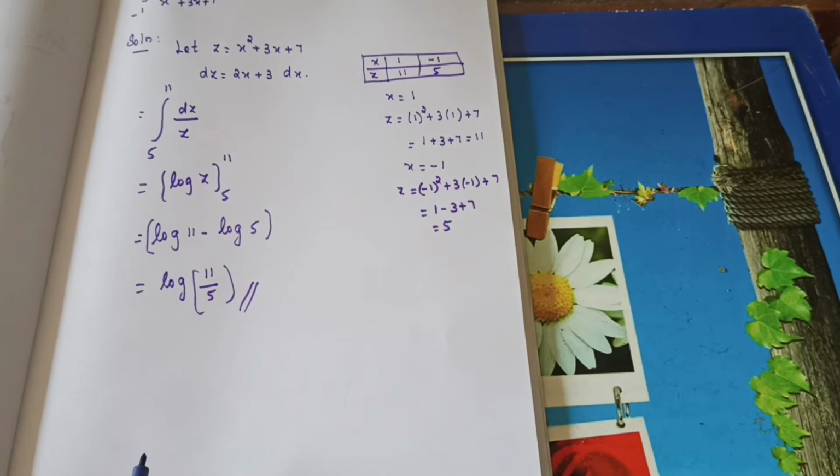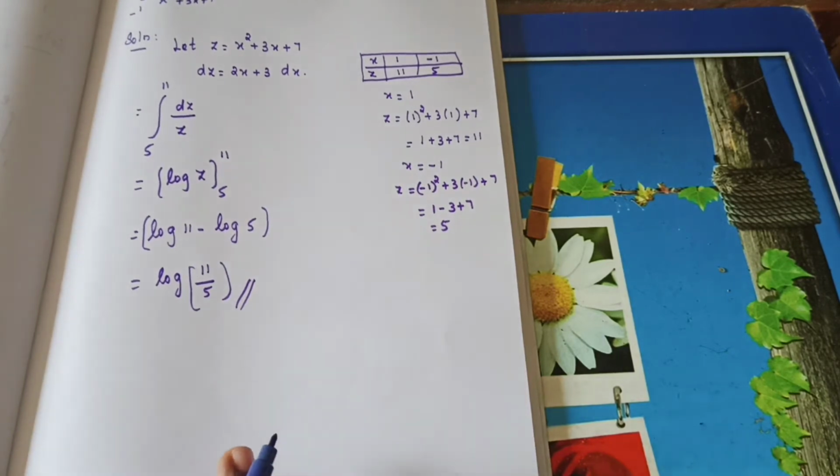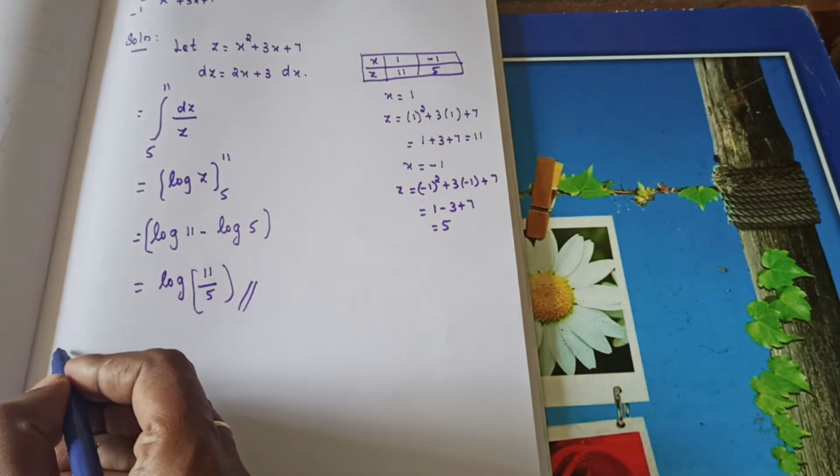Understand? Okay, very easy. Small problems. So if you go through it, it will be very easy for you. Okay. So let's move to the next question. Problem number 8.